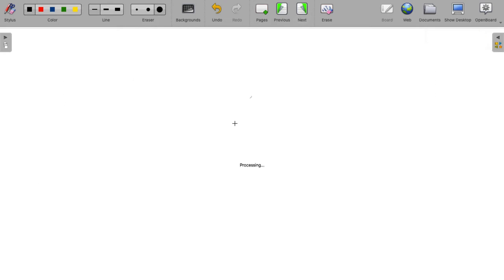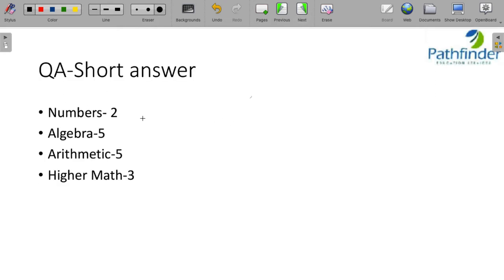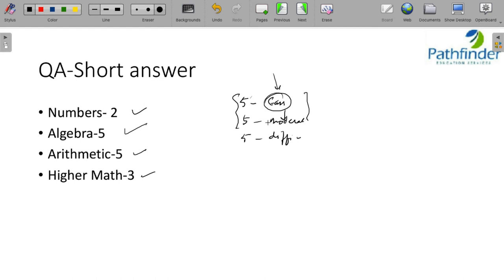Then next, we have short answer type QA questions, which had 2 questions of number theory, 5 questions from algebra, 5 questions from arithmetic, and 3 questions from higher maths. Once again, you would find around 5 questions which were easy, around 5 questions that were moderate, and around 5 questions that were difficult. So very nice breakup of easy, moderate, and difficult questions. Although I believe that the cutoff would have been dictated by the easy questions, people who were able to solve easy and some of the moderate questions. So this is what appeared in the paper.